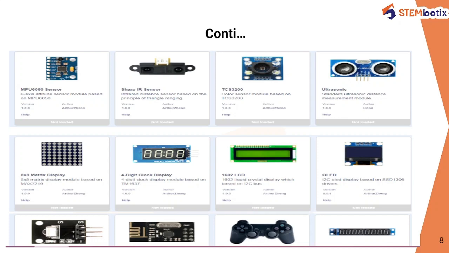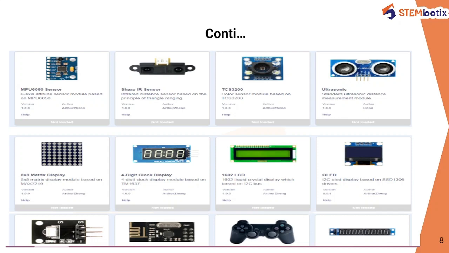Next one is an 8 by 8 matrix display, which is basically a display that in this module has 8 by 8, meaning 64 LEDs, and by clicking on it, we can add this extension in our programming. Next one is a four-digit clock display. Here you can see a four-number digital display, which is an LED display, and we can also add the extension of this module to our programming.